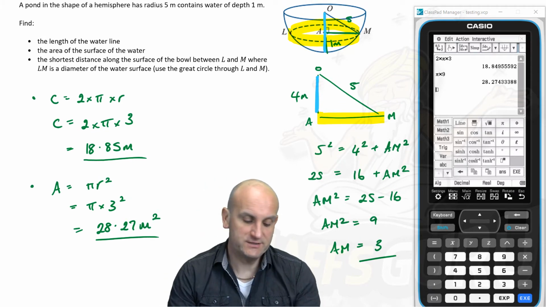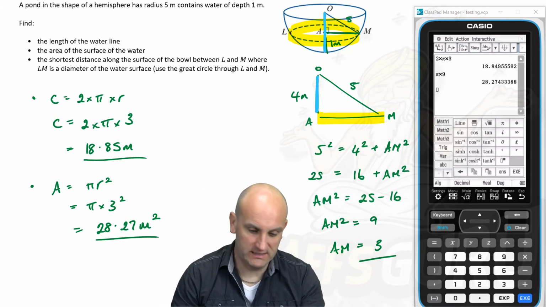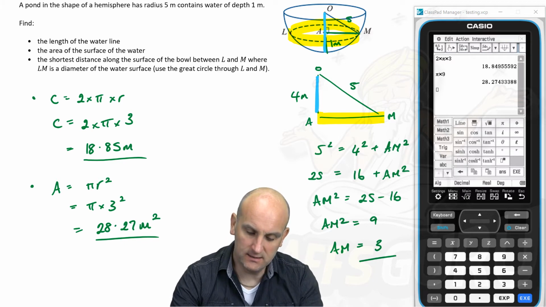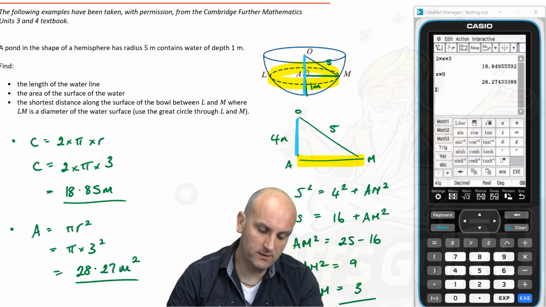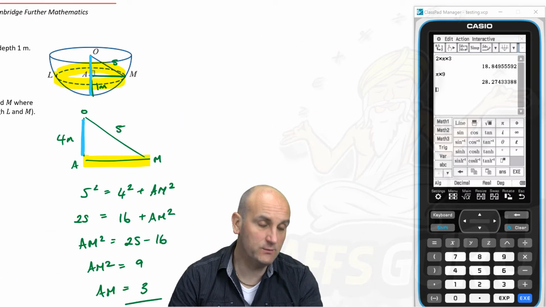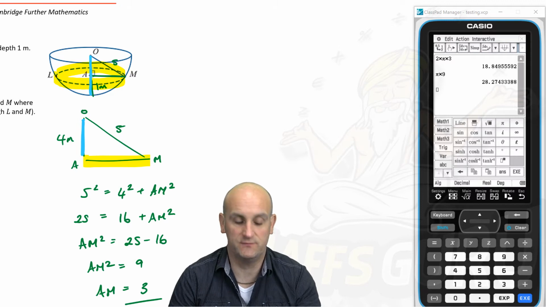And the shortest distance along the surface of the bowl between L and M. Okay, the next part of the question, the language is really confusing, trust me. Let's scroll over a moment and use my diagram. So basically what it's trying to say is it wants you to find the shortest distance along the surface of the bowl, or the top of the bowl, to go between L and M.